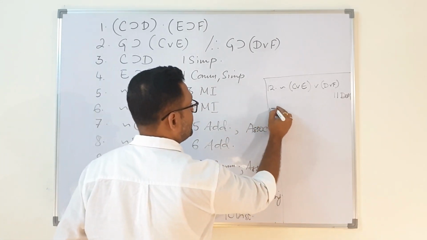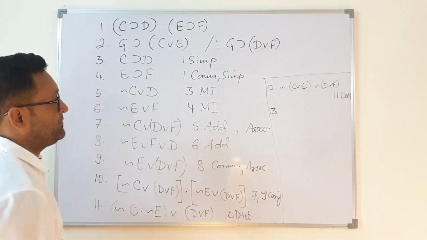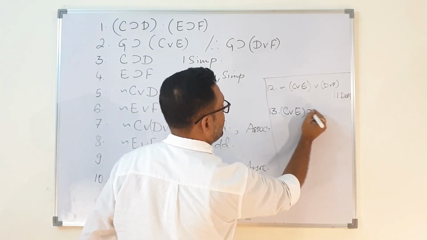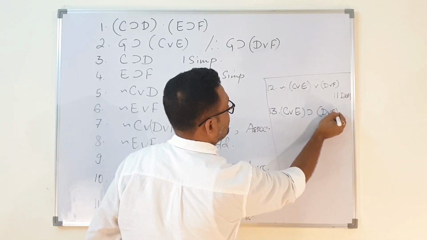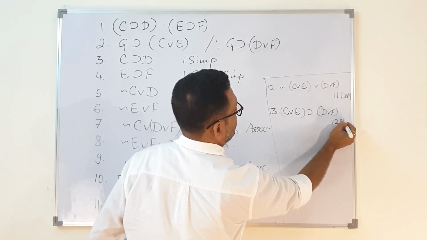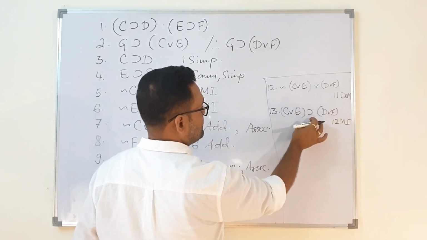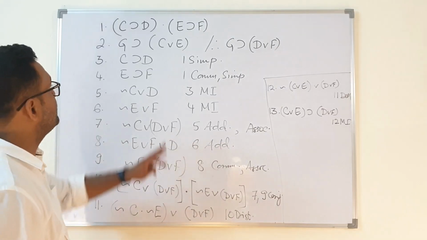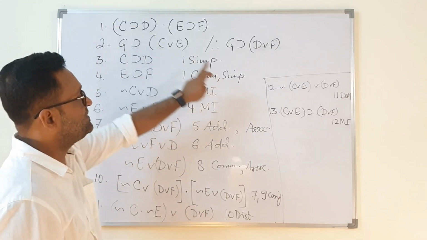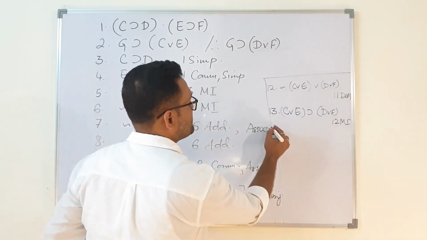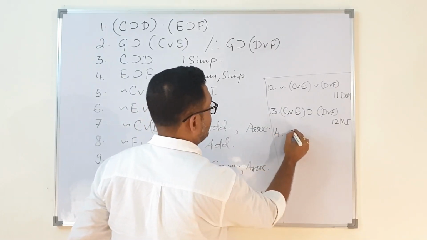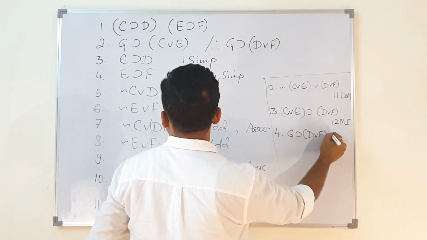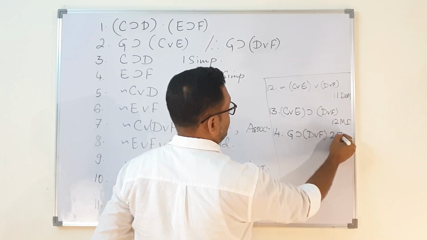Now step number 13. You can make it C wedge E implies D wedge F. This is 12 material implication, because this negation and this wedge becomes an implication. So C wedge E implies D wedge F. Now you know G implies C wedge E and C wedge E implies D wedge F. So on step number 14, you will get G implies D wedge F from 2 and 13 HS.